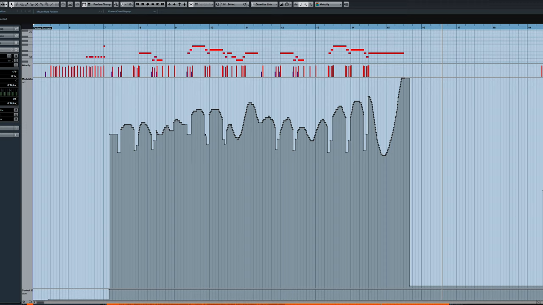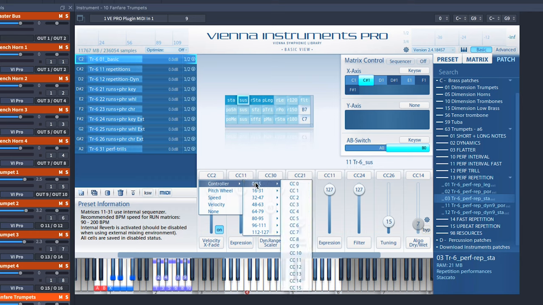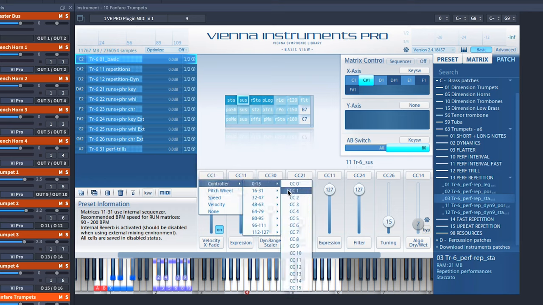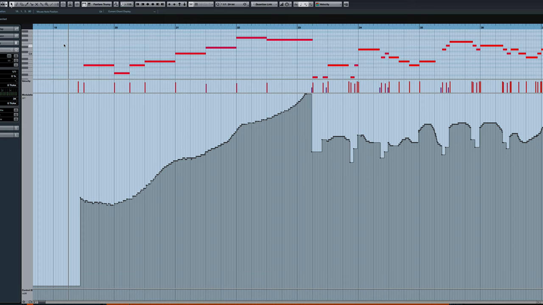Now, many people also do this with the mod and expression sliders on their keyboards or controllers, but I usually draw them in. I've assigned CC1, usually known as mod, as the control for it, because that's just my own preference. By default, it's CC2, or breath control. Check out how every note has its own velocity curve or level here. This controls the dynamics, how hard or soft the player is blowing.